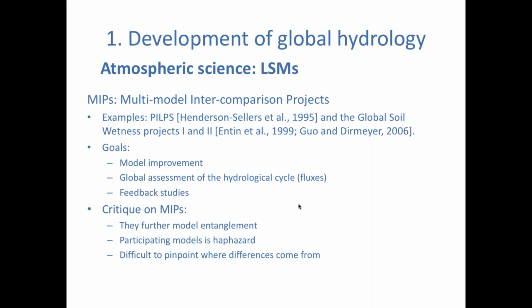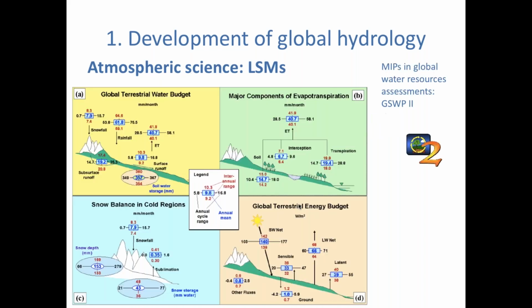Also, which models participated in these comparisons is a little bit haphazard. It had to do with the capacity of the different groups to be able to deliver that data at that time. And also, especially as these schemes become more complicated, when you see differences appearing among them, it's actually quite difficult to pinpoint where these differences come from. So it's not all what it's meant to be, but it did a lot for improvement.